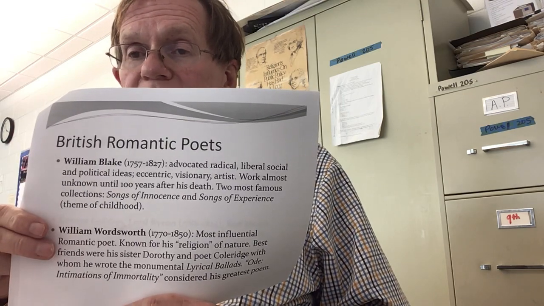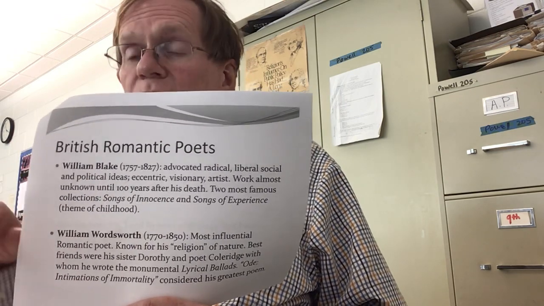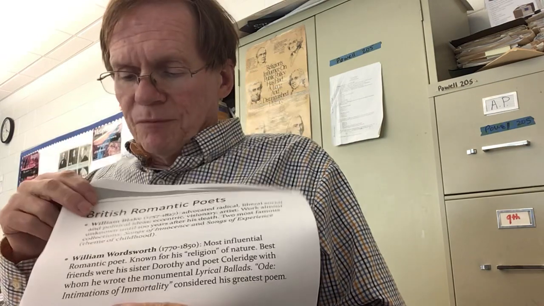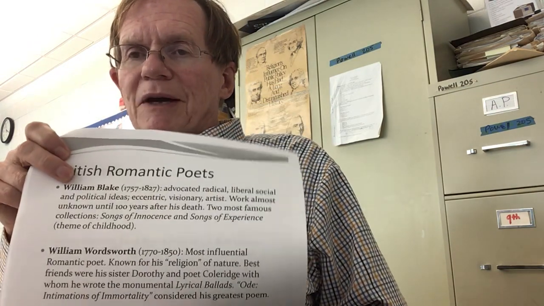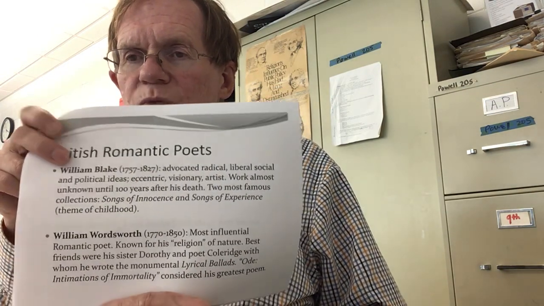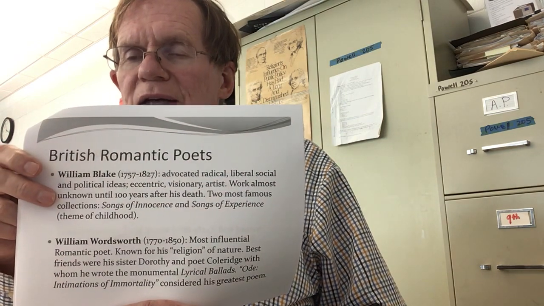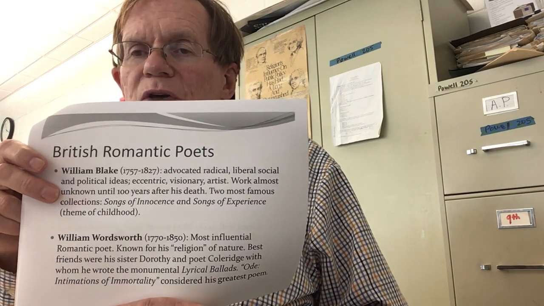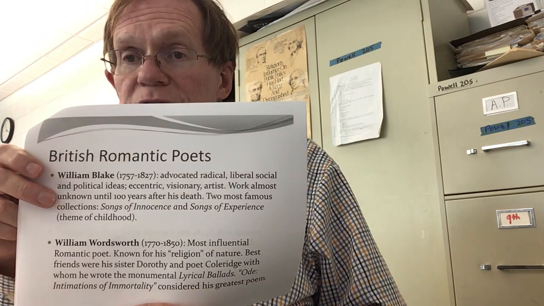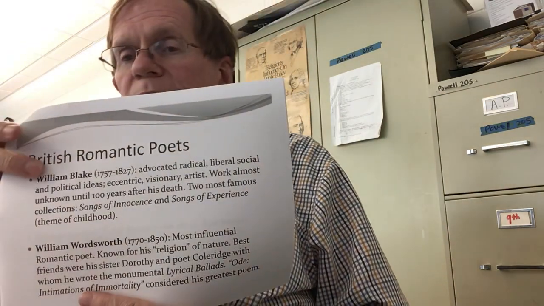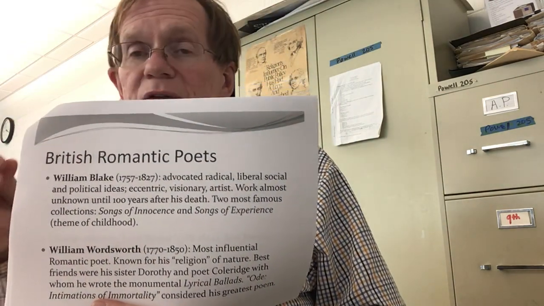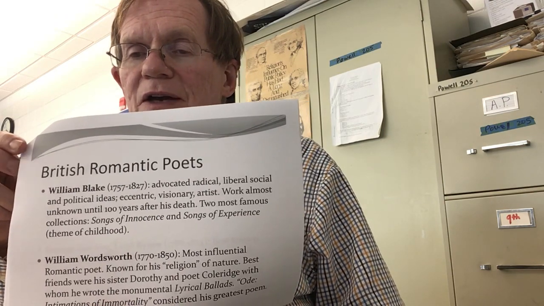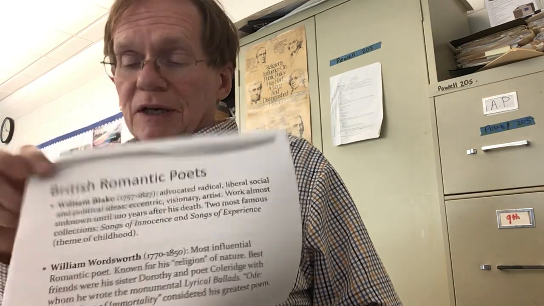These are older, they lived earlier, but they also lived longer than the younger guys. The first one is William Blake. There should be about three things you know about each of these. William Blake is the social justice guy. He was also a visionary and an artist, and he's the one who was not really applauded as a great writer for a century after he died.